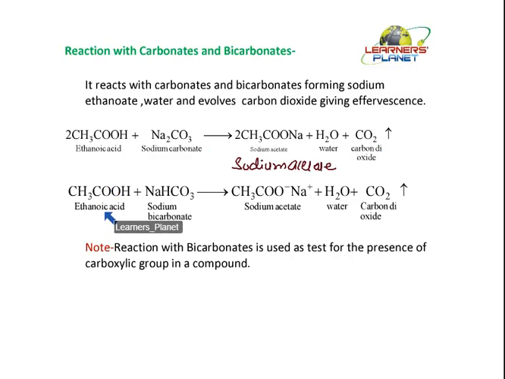Likewise, your ethanoic acid or acetic acid is reacting with sodium bicarbonate and is forming what? Again the sodium acetate, water, and brisk effervescence. So the distinction between alcohol and acid is that alcohols do not react with bases like sodium hydroxide, sodium carbonate or sodium bicarbonate. But acids do react with sodium hydroxide as well as with carbonates and bicarbonates. Reaction with bicarbonates is used as a test for the presence of a carboxylic group in a compound. That is, when you are provided with an organic compound which reacts with sodium bicarbonate and gives out a brisk effervescence of carbon dioxide, then what is the conclusion? The conclusion is that the given organic compound is a carboxylic acid.